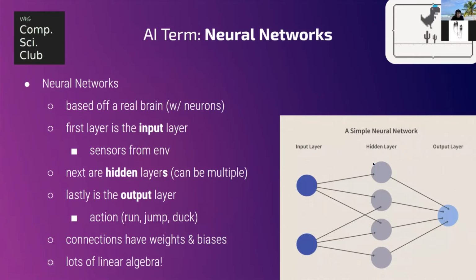And then connections, which are these connections from input to hidden, these are arrows, right? They also have weights and biases. We won't talk about those yet. And this in total is just lots of linear algebra and matrices, but we won't talk about that either.